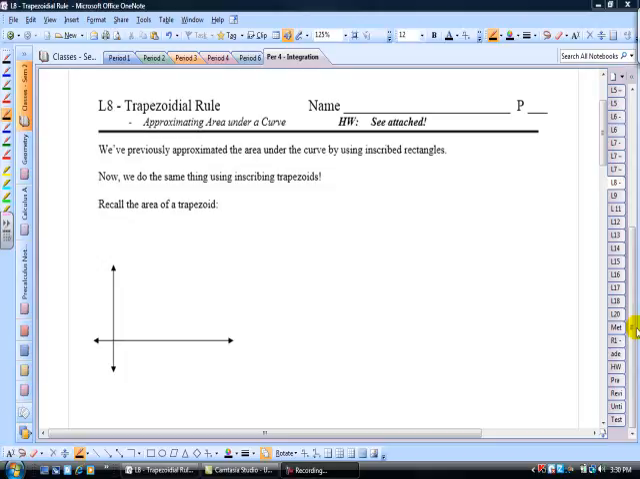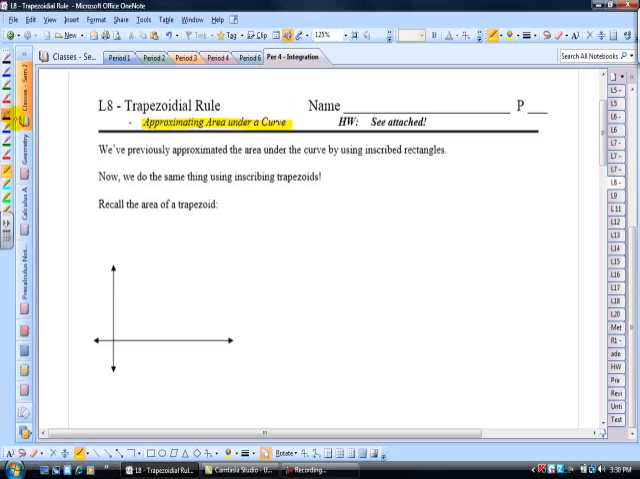We're going to get into Lesson 8 here and talk about what's called the Trapezoidal Rule for approximating the area under a curve. What we want to do is switch from rectangles to trapezoids. In the previous lesson we did it with rectangles, using the left endpoint approximation method, the right side, and the midpoint. We discovered 3 different ways to do that. But what's better than all 3 of those is using trapezoids.